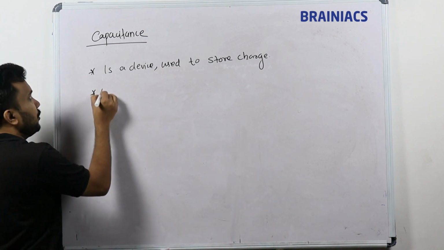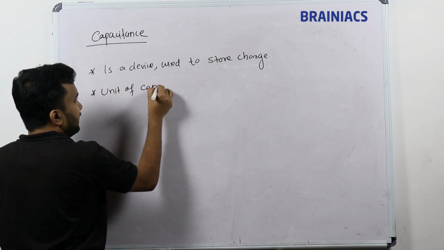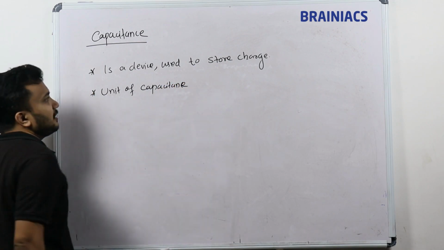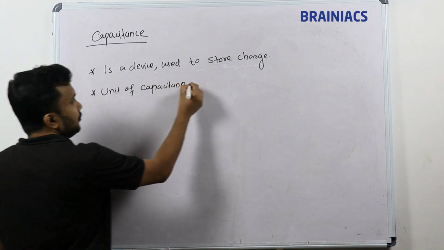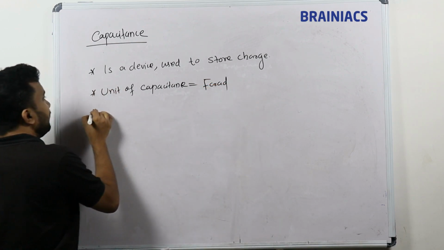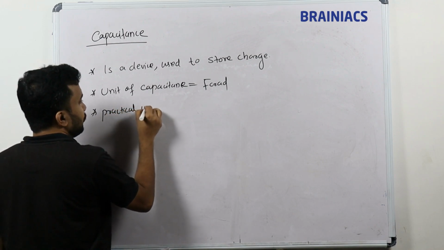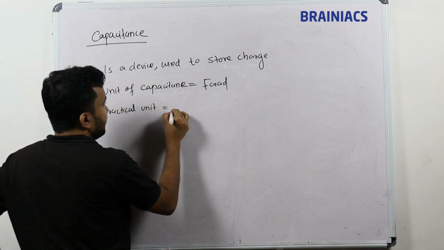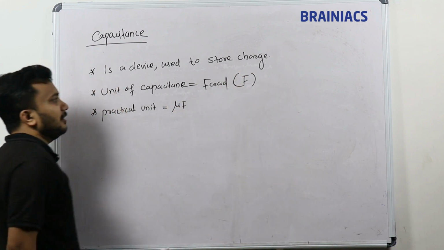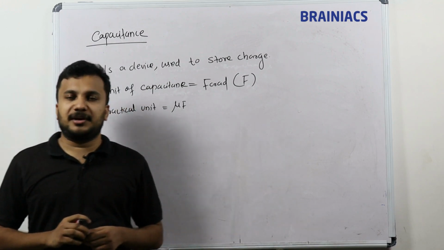Unit of capacitance. A capacitor is a device; that property is called capacitance. The unit of capacitance is called farad. Farad is a very high value, so practical units will be used. The practical unit is microfarad, which we normally represent using the letter F with a micro prefix.